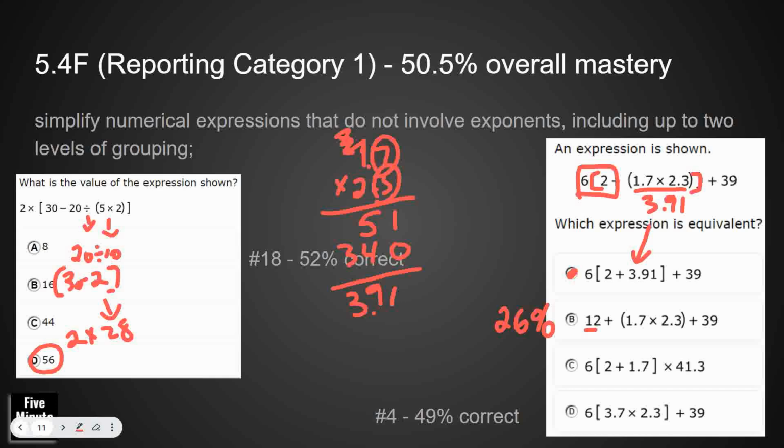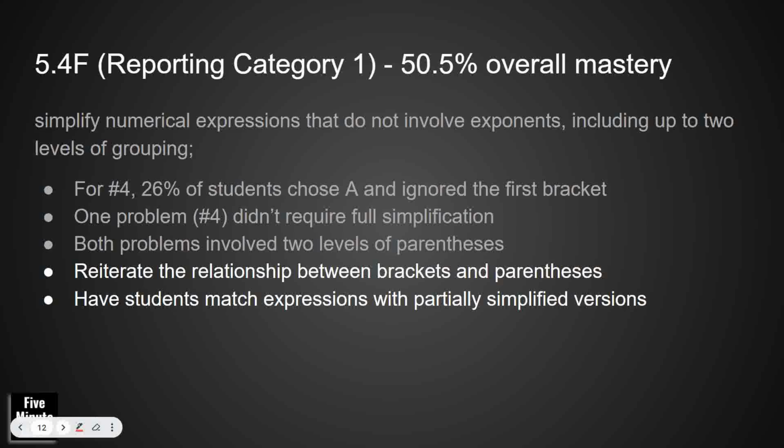So that's what makes that one tricky is we had a lot of students, they're good with the parentheses, but they might struggle with the bracket. And that one didn't require full simplification. They simply had to do one step. But they both involve 2 levels of parentheses. So our students need lots of practice with both parentheses and brackets. So we need to reiterate the relationship between the brackets and parentheses. Make sure that we deal with these first and these second.